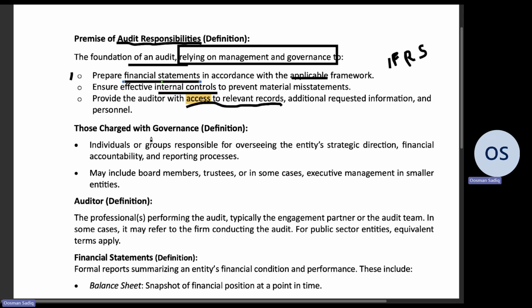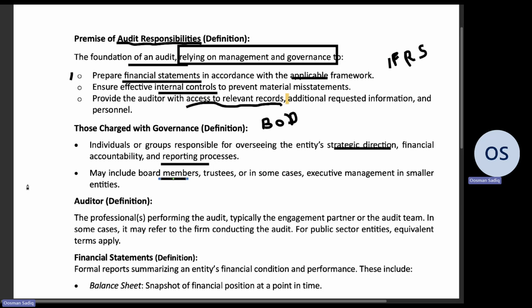Now, what are those charged with governance? These are usually the directors, usually the board of directors, BODs. Individuals or groups responsible for overseeing the entity's strategic direction, financial accountability, and reporting processes. So this is usually what the board of directors does. It may include board members, trustees, and in some cases, executive management in smaller entities.